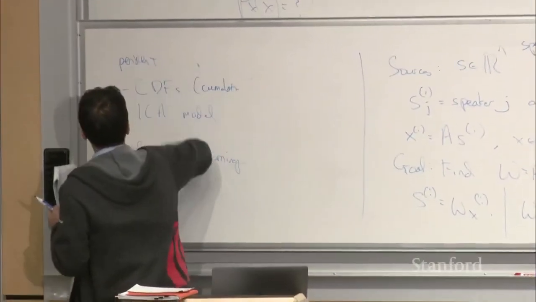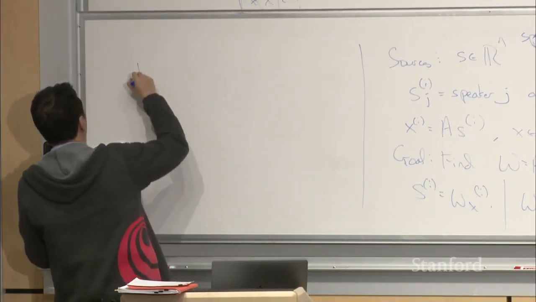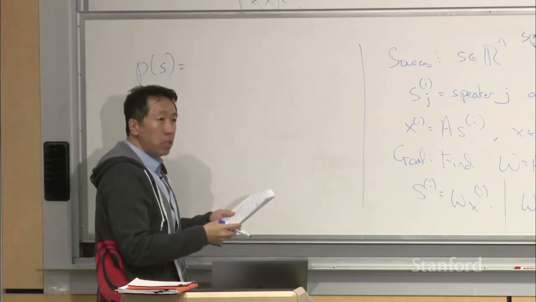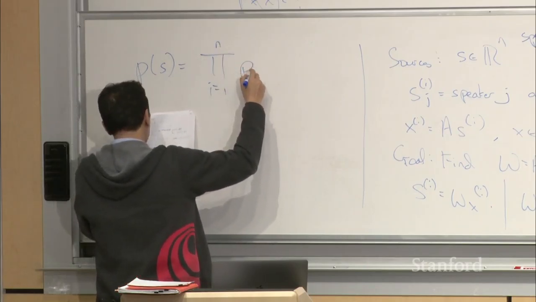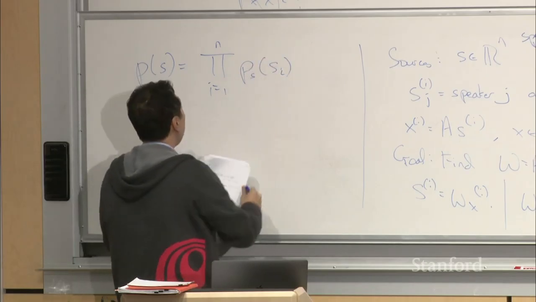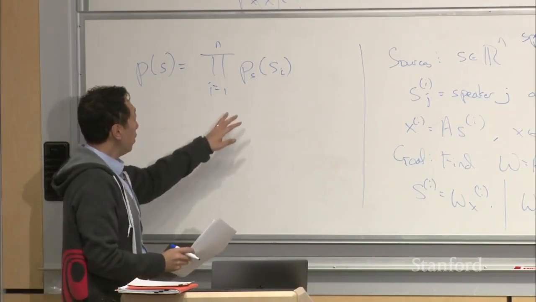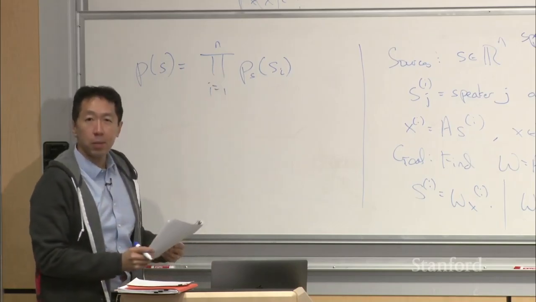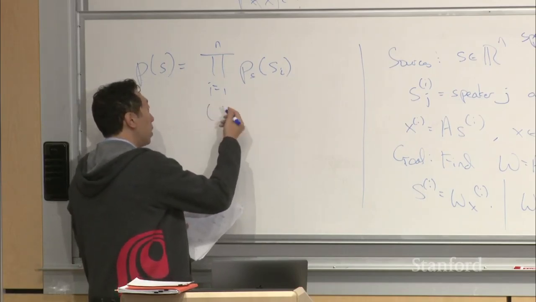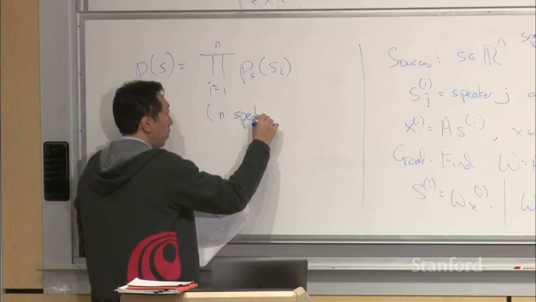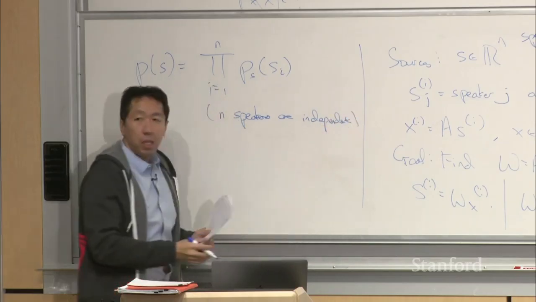So the final step. The density of S is equal to the product from i equals 1 through the n sources of the probability of each of the speakers emitting that sound, because the n speakers are speaking independently.